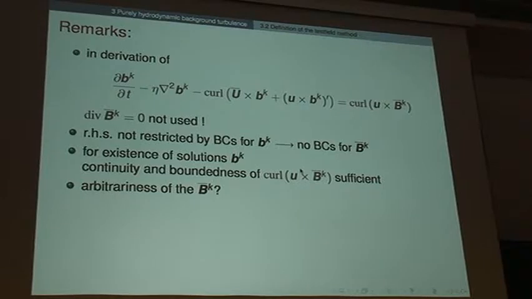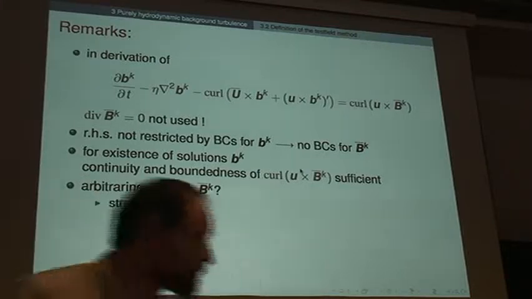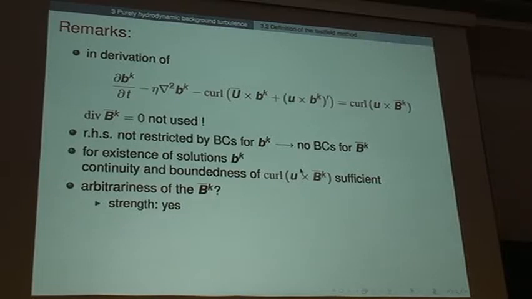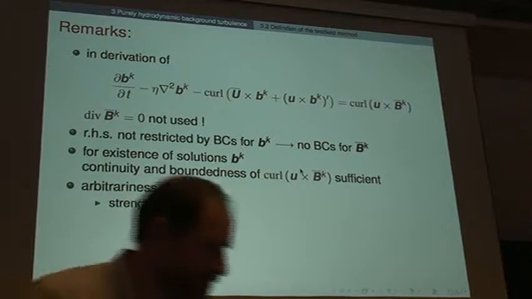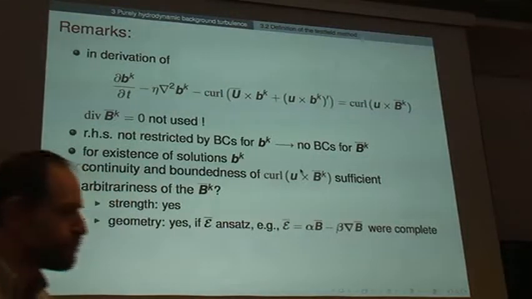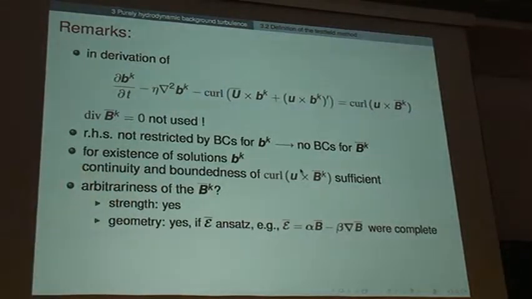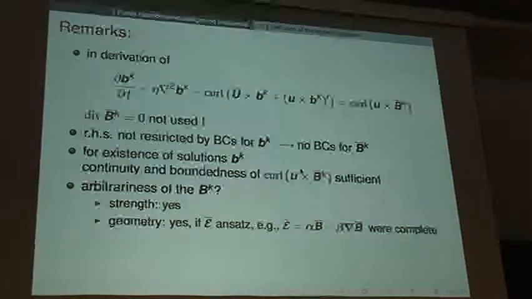So maybe this is just now the point. To what extent is B^k really arbitrary then? For sure, with respect to its strength or amplitude, because it is clear that the amplitude drops out again. But what about the geometry? The geometry wouldn't play any role if this ansatz we have made were complete. But in general it is not.